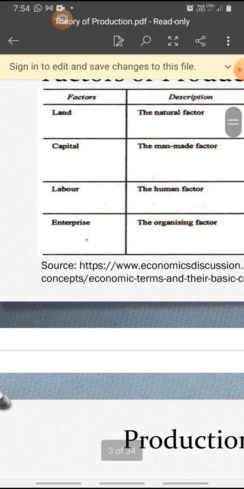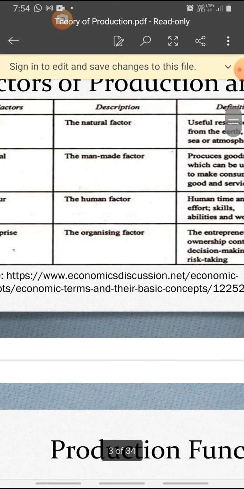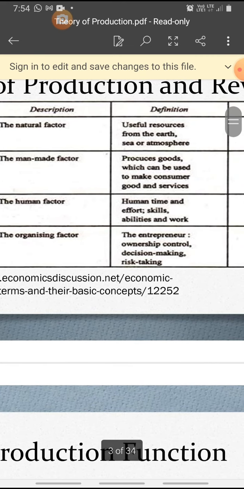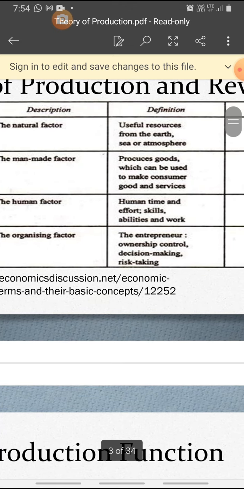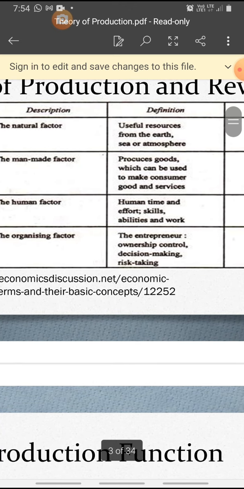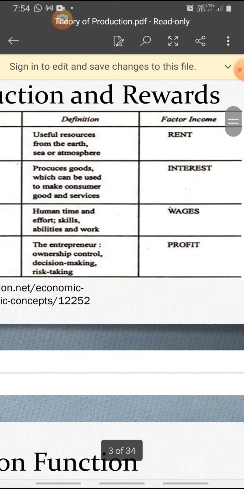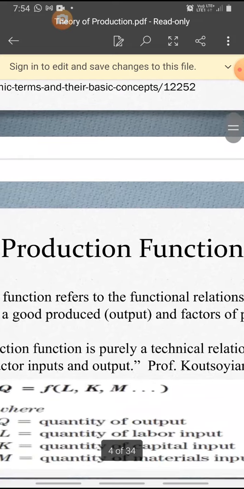Then the last factor is enterprise, the organizing factor. The entrepreneur, ownership, control, decision making and risk taking all come together under enterprise. The reward for enterprise is profit.